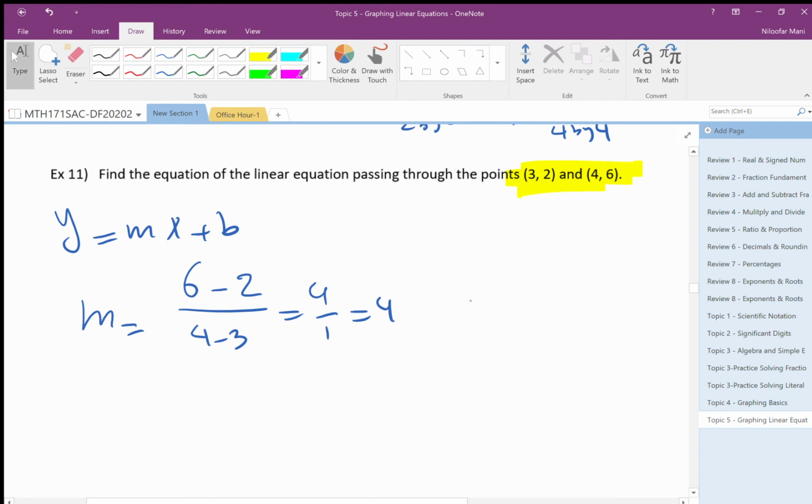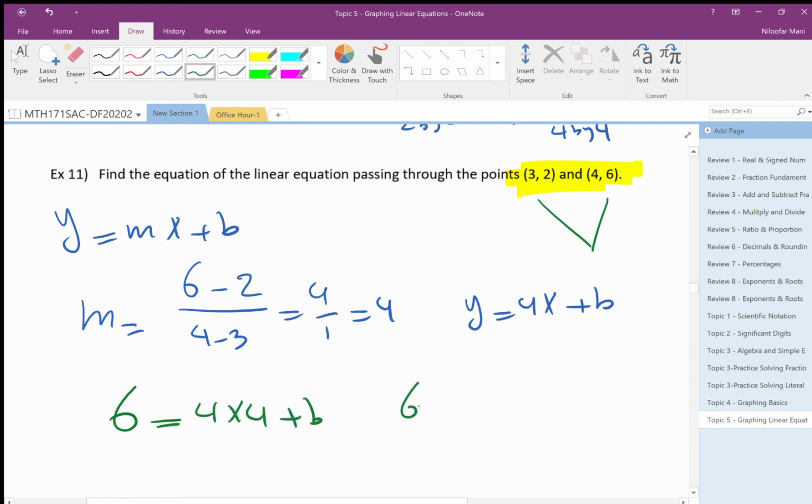Perfect. So my line is 4x plus b. Do I have b? b is the y-intercept. x is 0 in the y-intercept. Do I see 0 there in (3, 2) and (4, 6)? No. Doesn't matter. I know these 2 points are on the graph, so I can plug them in and find b. Which one? Any of them. Good news, any of them. So I use (4, 6). 6 equals 4 times 4 plus b. So 6 equals 16 plus b. So b is minus 10. The equation is y equals 4x minus 10.